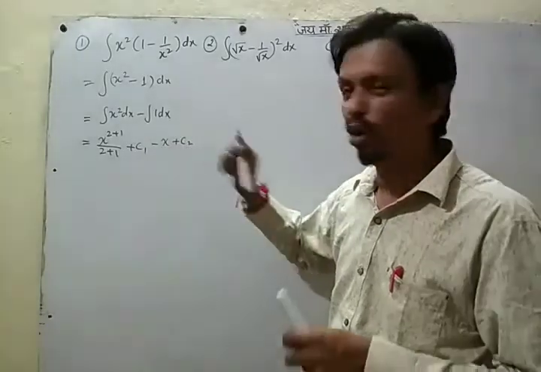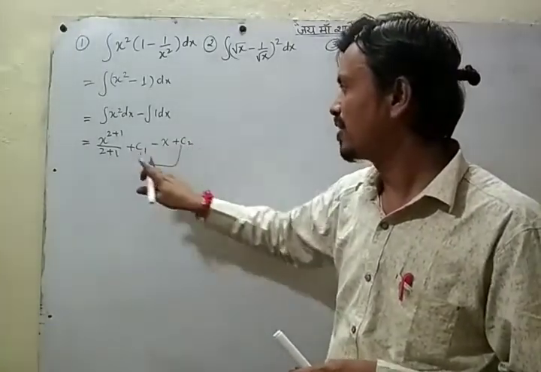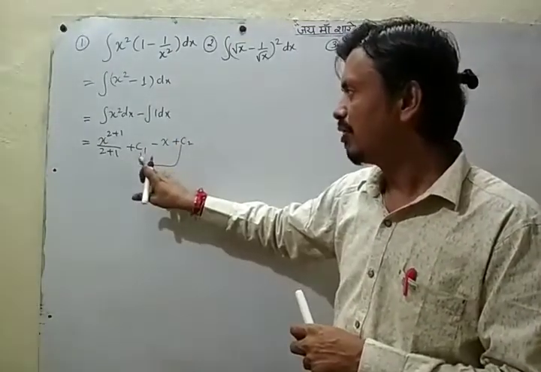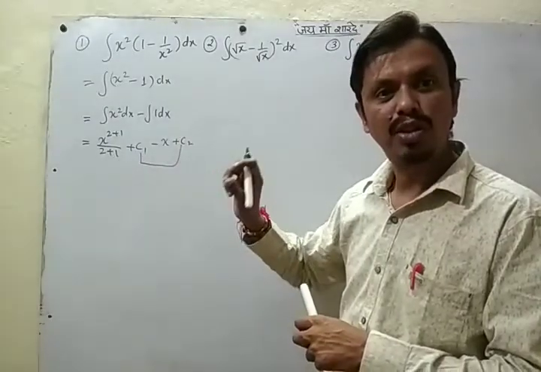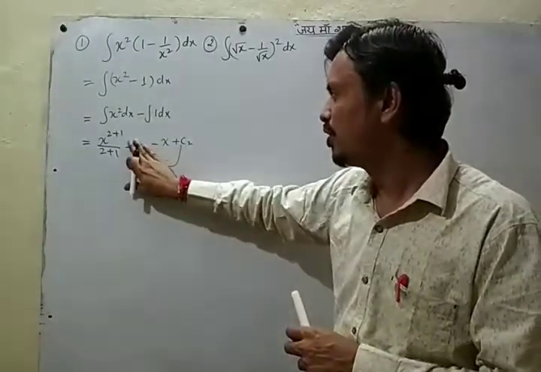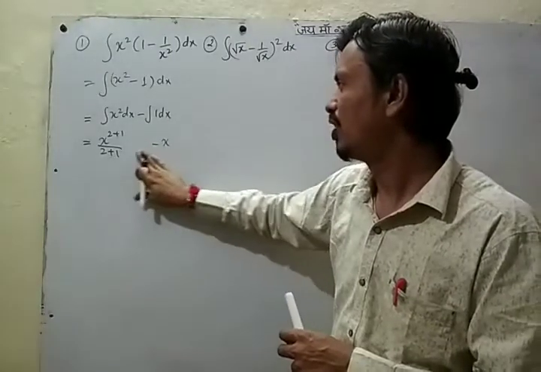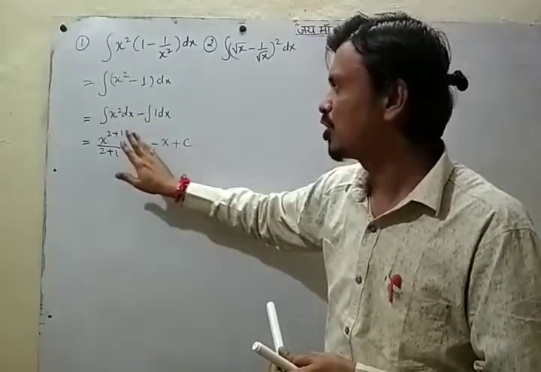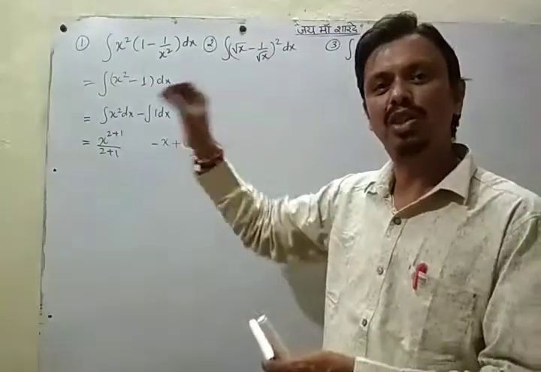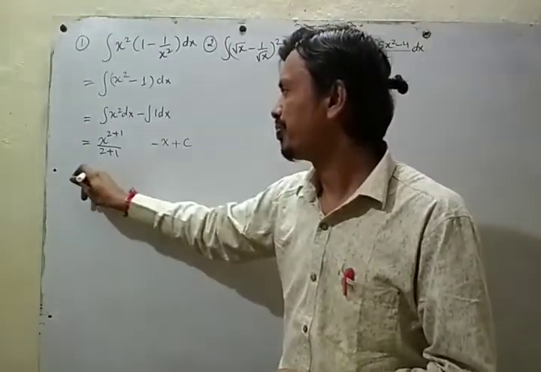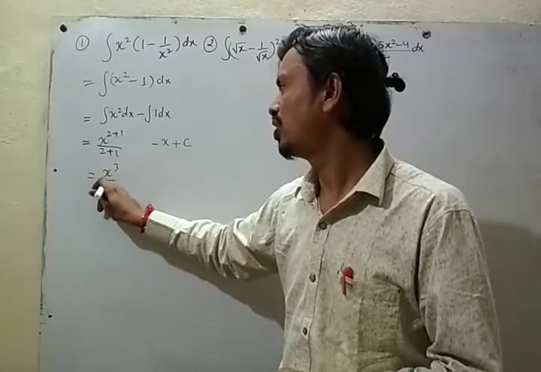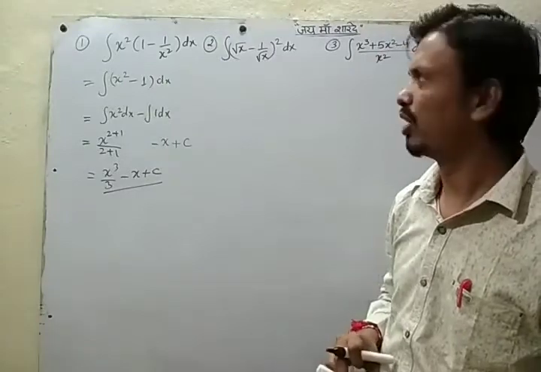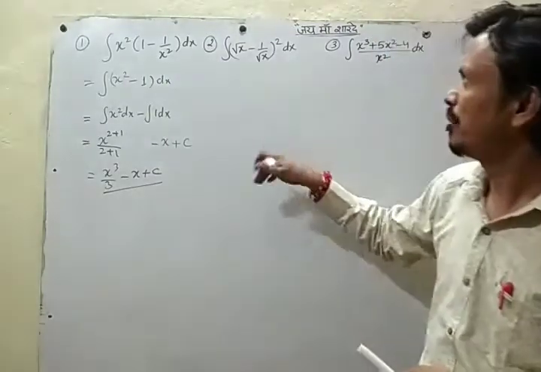These c1, c2 are constants, so c1 plus c2 is one more constant, just one constant only. So instead of c1 and c2, we just write one constant c. So when we find the integral of this type of function, we write c only once, no need to write c1, c2, c3. Okay? So this will be x cube upon 3 minus x plus c. This is the integral of x square into 1 minus 1 by x square. Okay? Now let's see the next question.